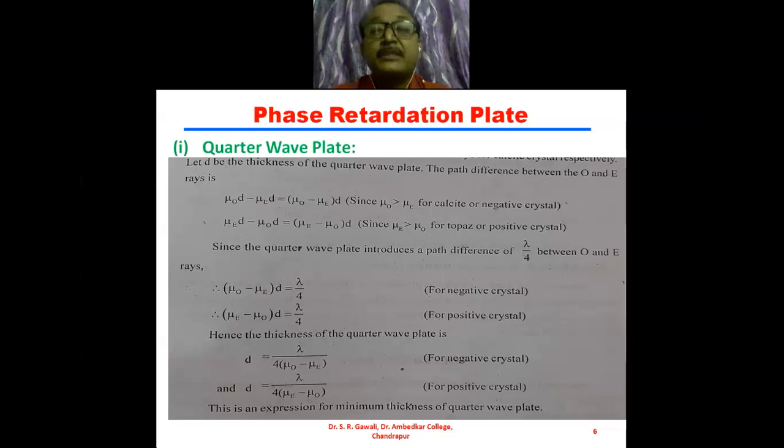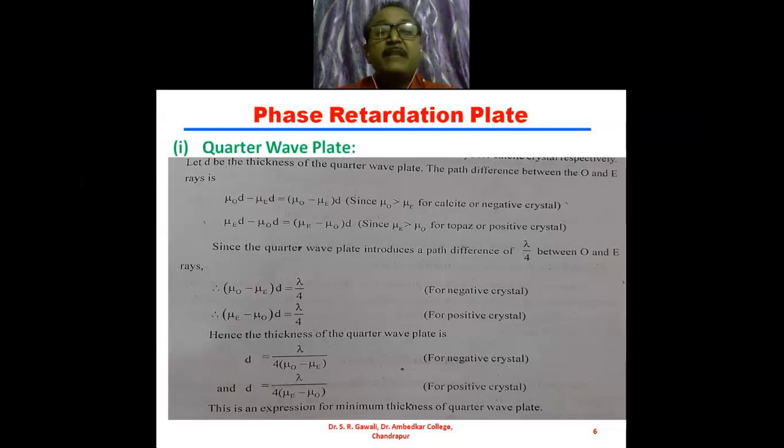Since mu O is greater than mu E for the calcite or negative crystal. Calcite is a negative crystal. The same will hold for the positive crystal: the path difference is mu E into D minus mu O into D, which equals mu E minus mu O into D, since mu E is greater than mu O for topaz. Topaz is one of the materials, and that material is a positive crystal.